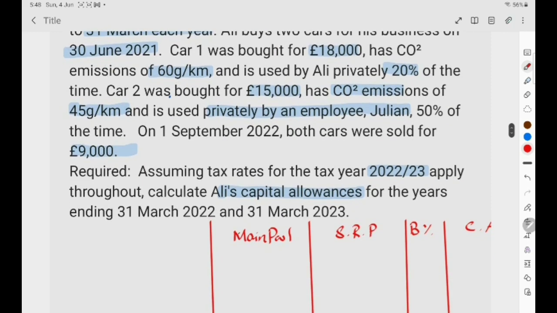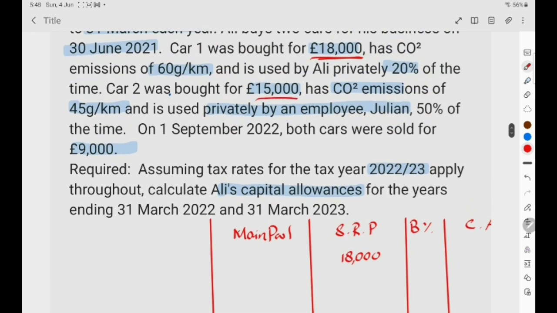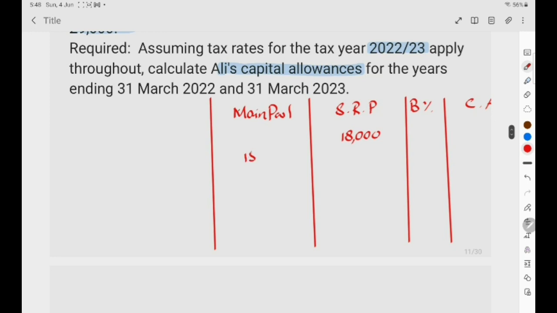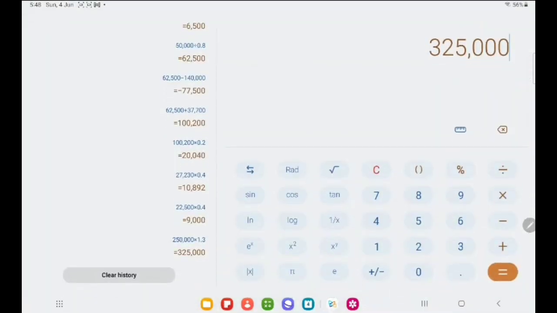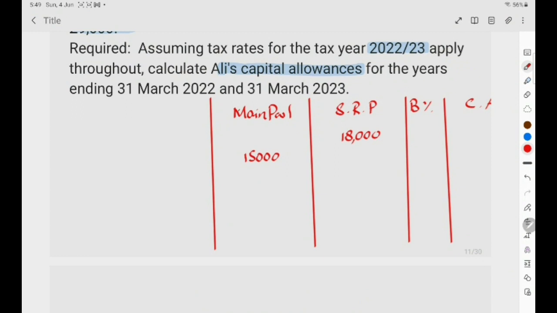In fact, one car that has a price of 18,000 is to be recorded in the special rate pool, and the other car which has a price of 15,000 will be recorded in the main pool. The car in the main pool will attract a capital allowance at the rate of 18%. It doesn't matter that this car has been privately used by the employee. It makes no difference, so we will record it in the main pool only, not separately, and the full allowance of 2700 will be taken on it. So this is 2700.